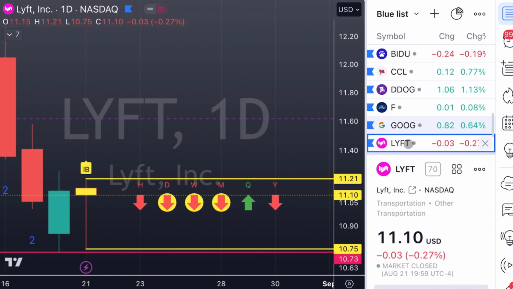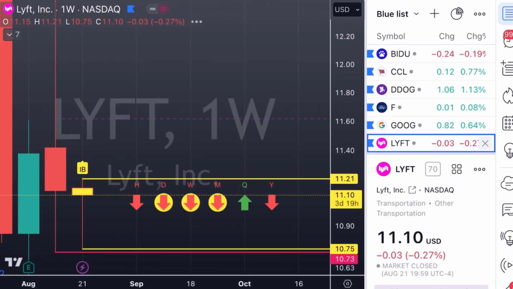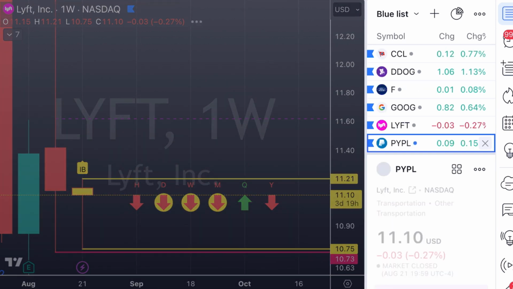We look at lift, inside bar, hammer candle. So calls at 11.21, puts at 10.75. We are also close to going 2 down on the week here. That's what that pink line represents. If I go to the weekly chart, there we go. We're looking to go 2 down on the week. See how that one plays out.